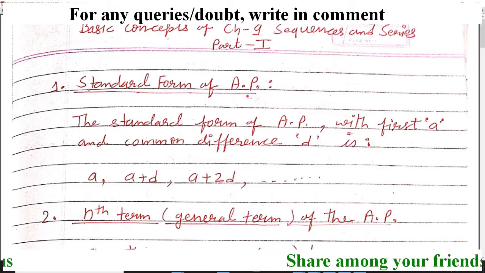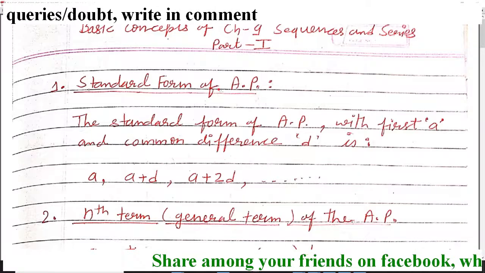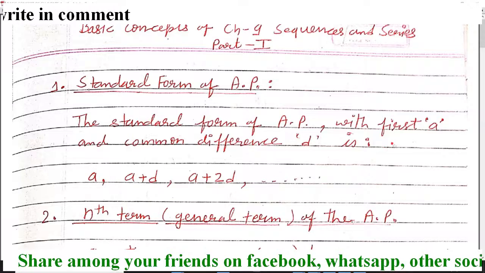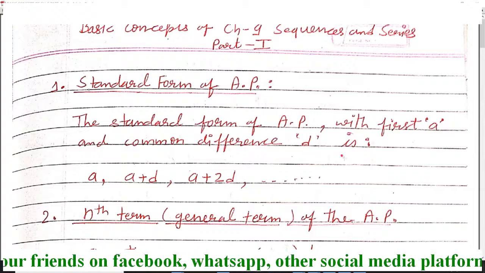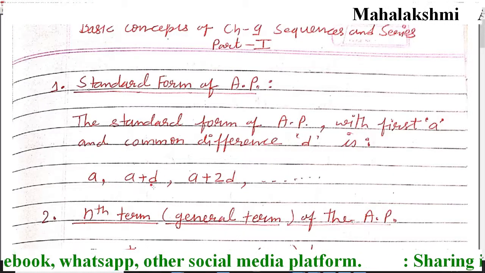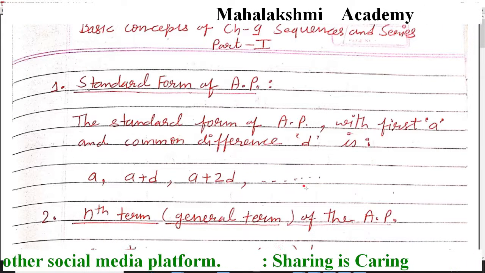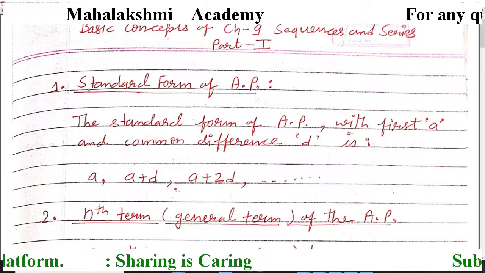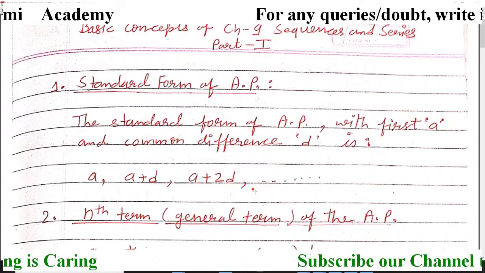The short form of arithmetic progression is AP, which you already had in your 10th class. The standard form of AP with first term a and common difference d is: the first term is a, the second term is a plus d, and the third term is a plus 2d. In the same way, we can obtain the next consecutive terms. This standard form you already studied in your 10th class.